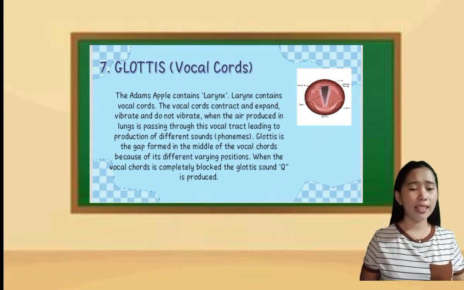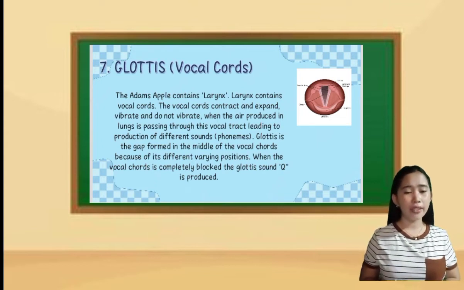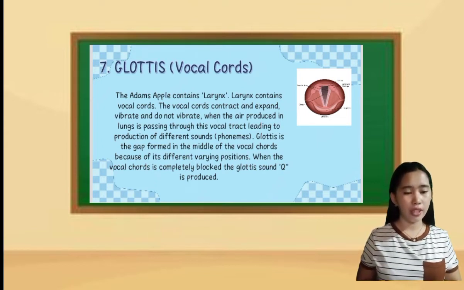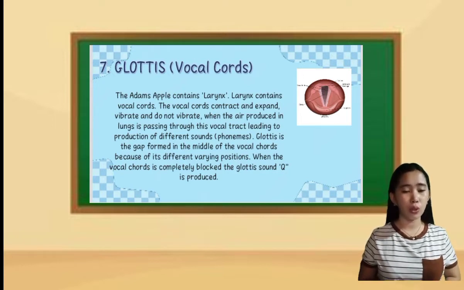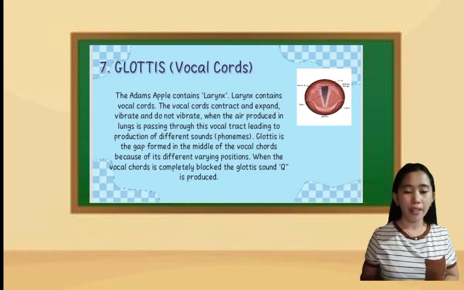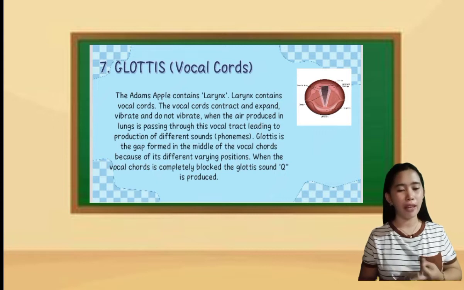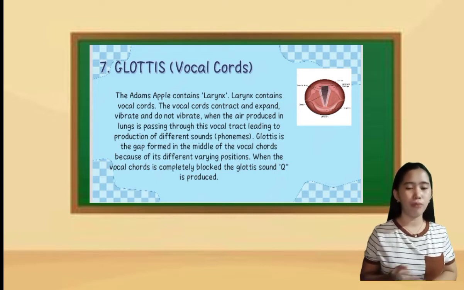The larynx is a component of the Adam's apple. The larynx houses the vocal cords, or voice cords. When the air produced in the lungs passes through the vocal tract, the vocal cords contract, expand, vibrate, and do not vibrate, producing a variety of sounds called phonemes.